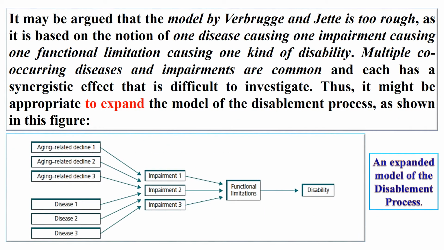Causing one functional limitation, causing one kind of disability. While multiple co-occurring diseases and impairments are common and each has a synergistic effect that is difficult to investigate, thus it might be appropriate to expand the model of the disablement process as shown in this figure.